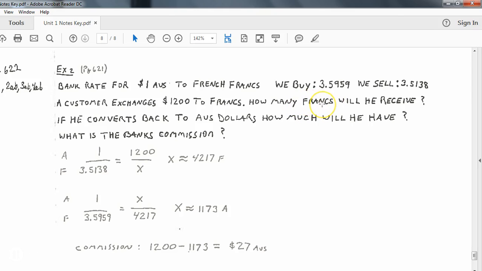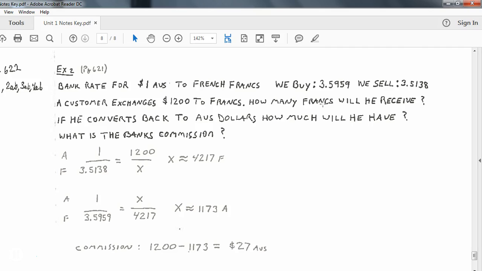Here's what you've got to pay attention to on this one. This is the focus, the francs. We want to know how many francs will he receive. Right here, that's where this ratio is coming from. He has Australian dollars to some amount of French francs. Now, when you're trying to figure out which one of these numbers to use, these are always from the bank's point of view.